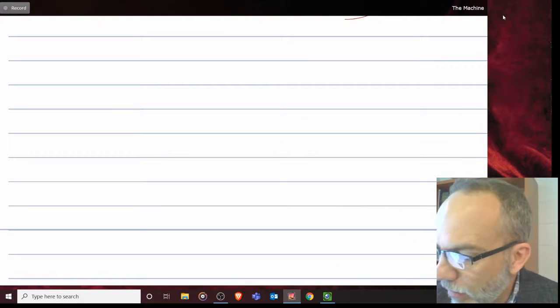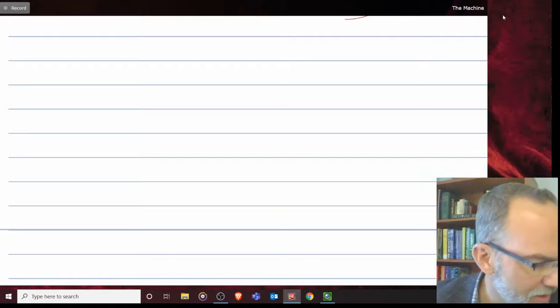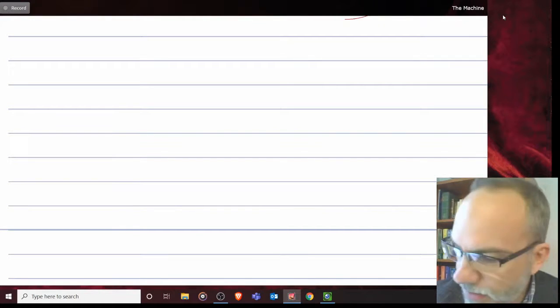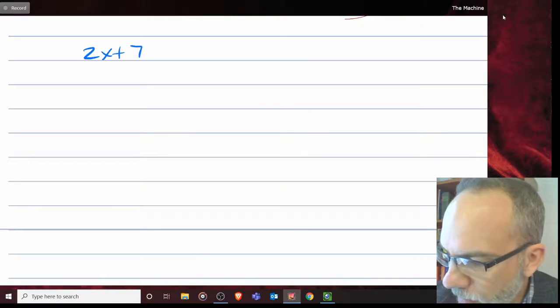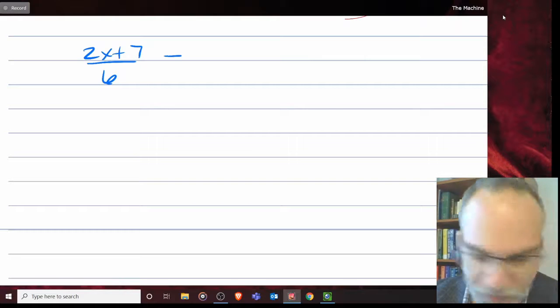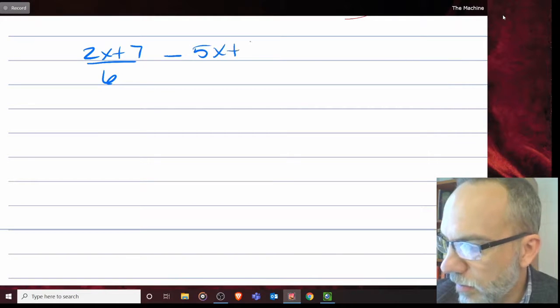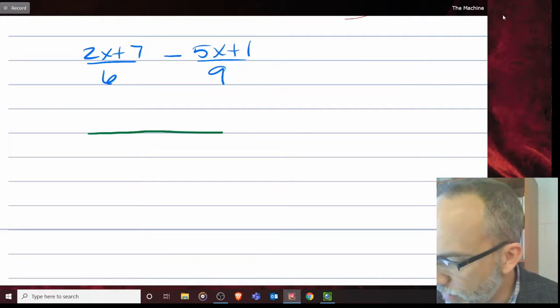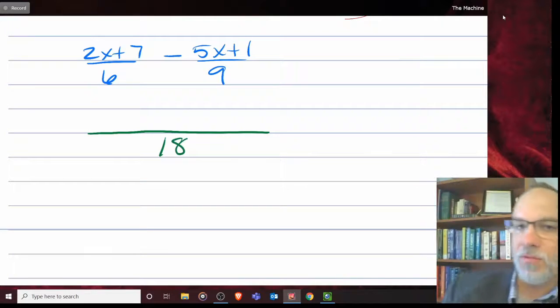All right, now adding and subtracting sometimes involves groups. So let me give you another example to work with. 2x plus 7 all over 6 minus 5x plus 1 all over 9, okay? Get a common denominator there for that one. That common denominator is going to be 18, okay? So a single fraction bar, single denominator.